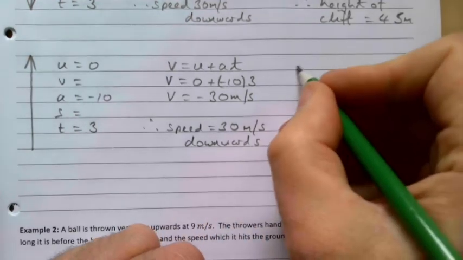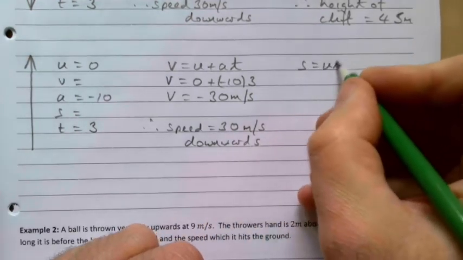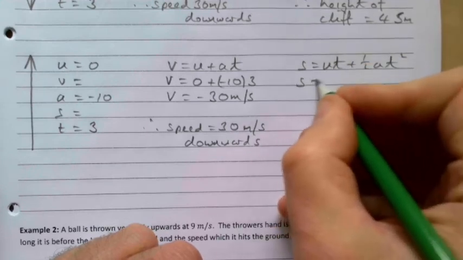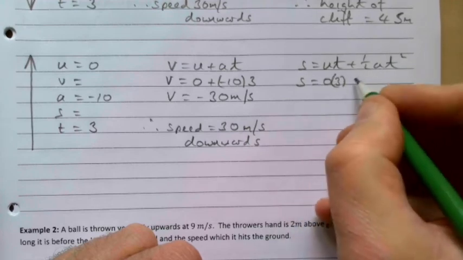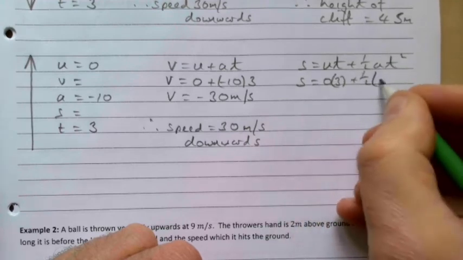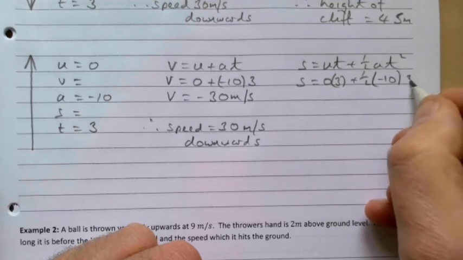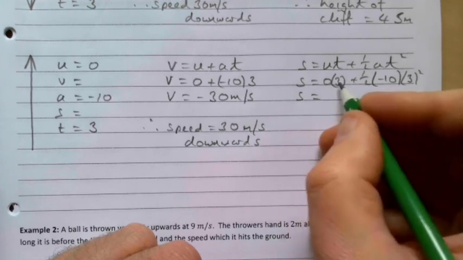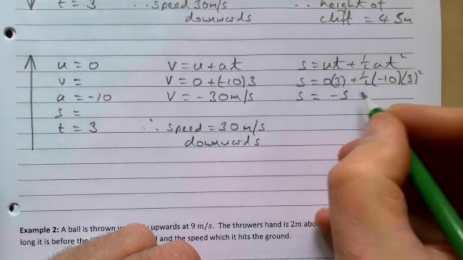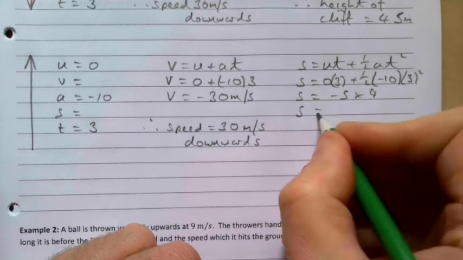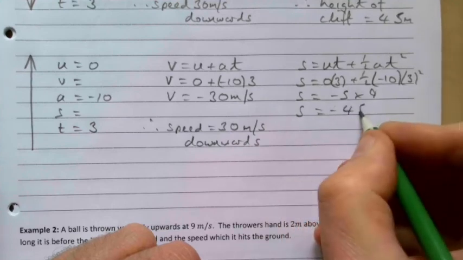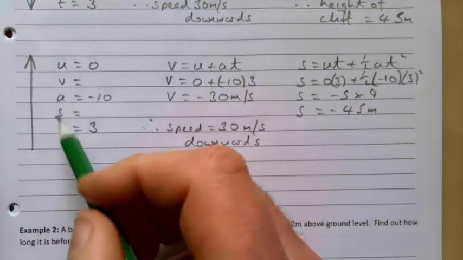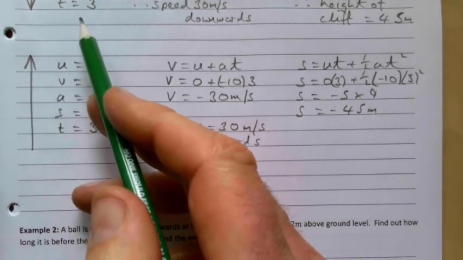Similarly, s equals ut plus a half at squared. s is 0 times 3 plus a half times minus 10 times 3 squared. s equals, that's just a 0, minus 5 times 9. s is minus 45 meters. So that's a displacement of minus 45 meters upwards from the top of the cliff.